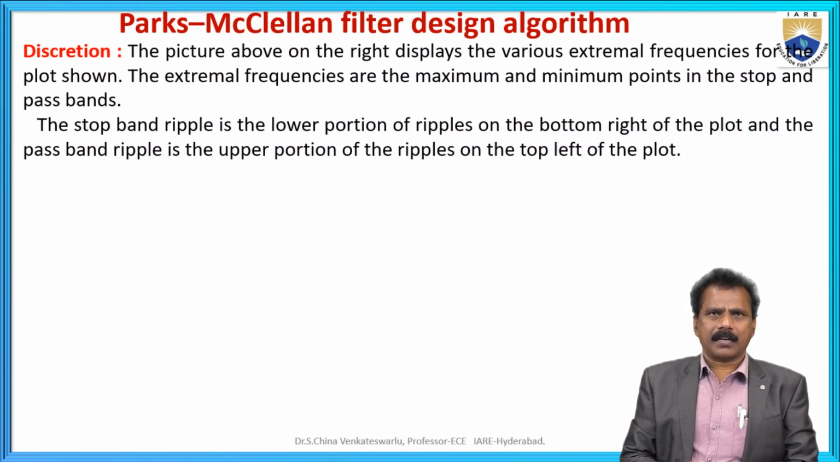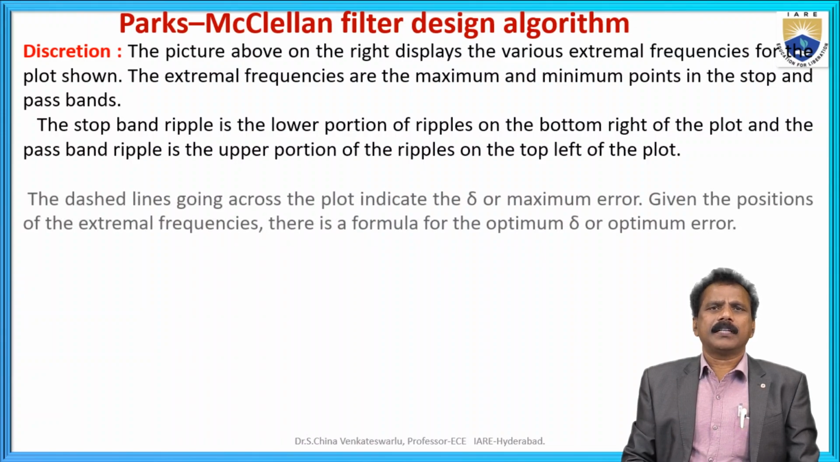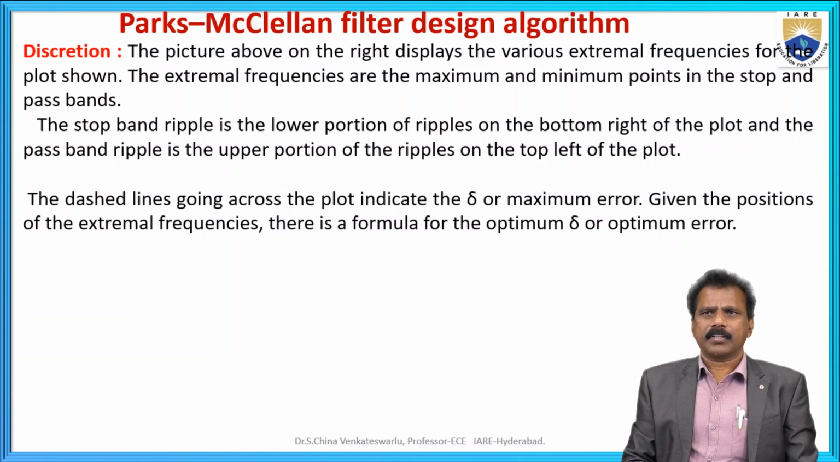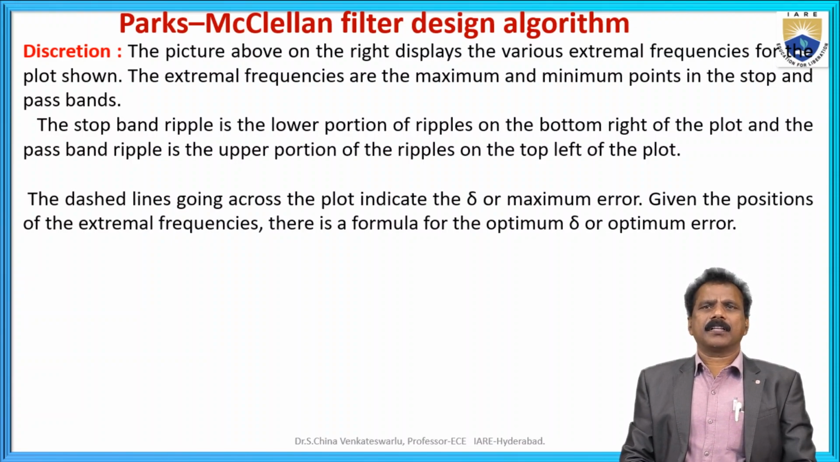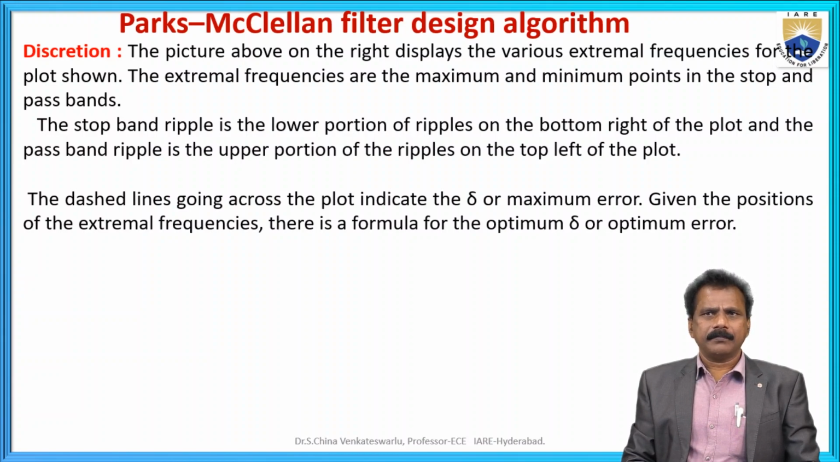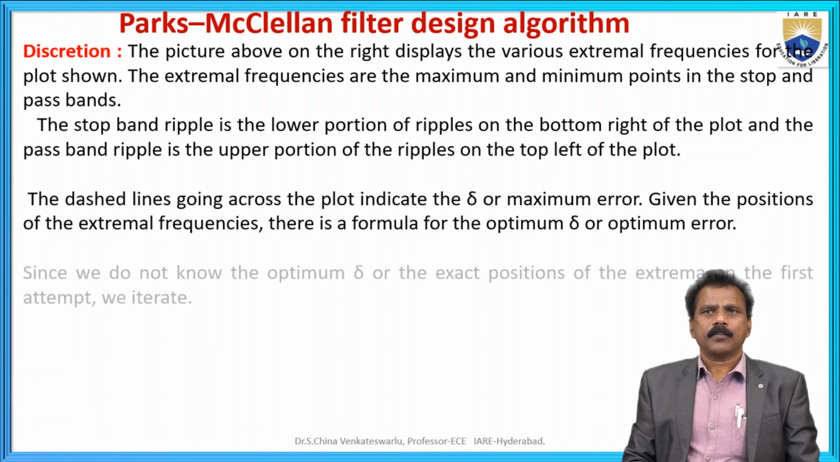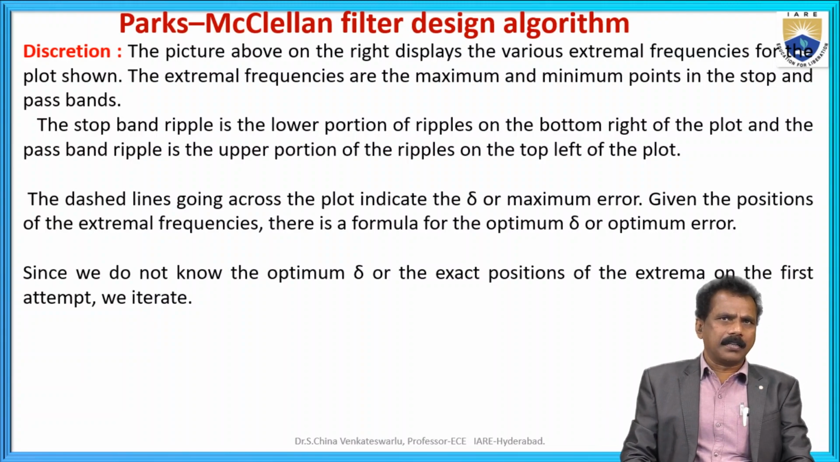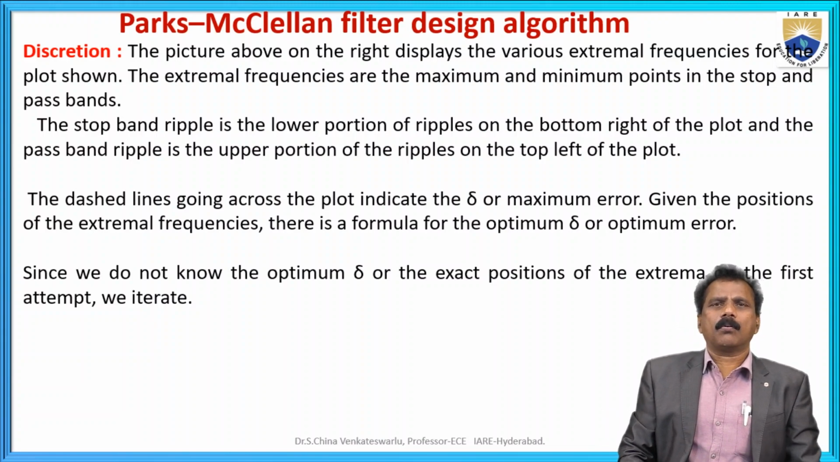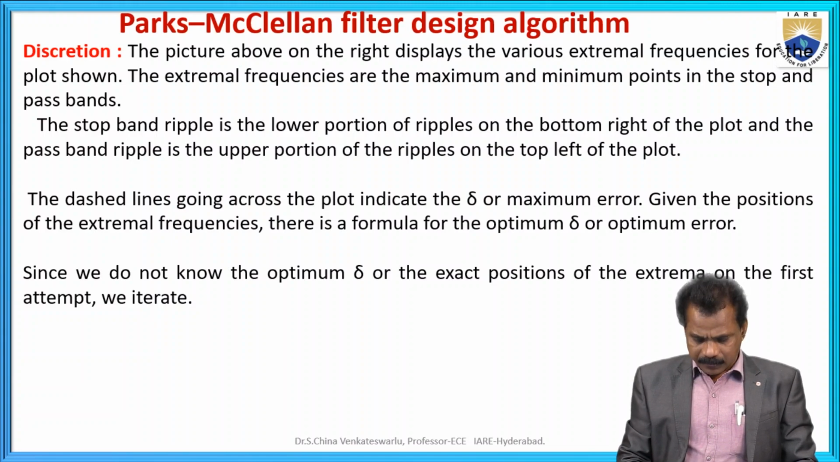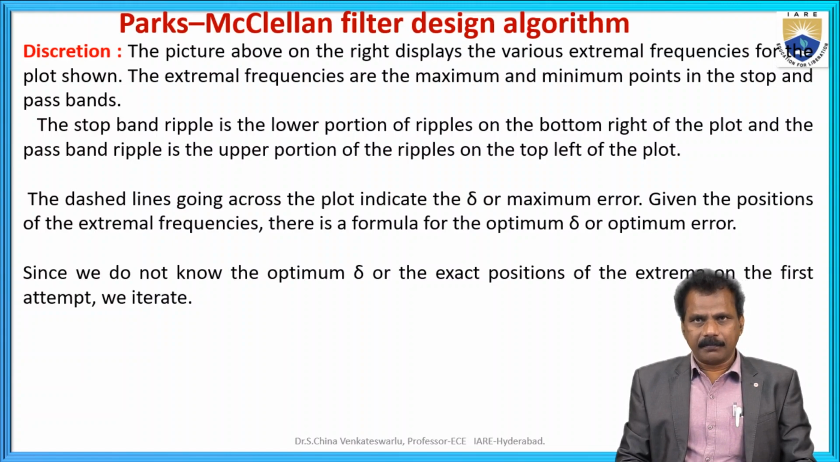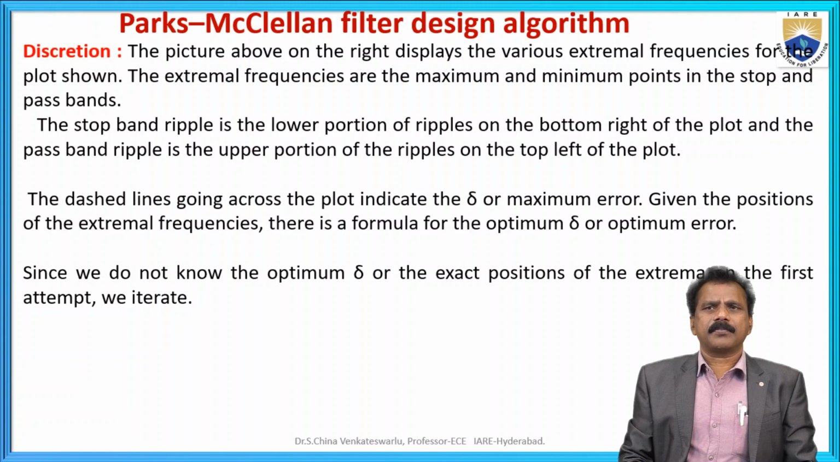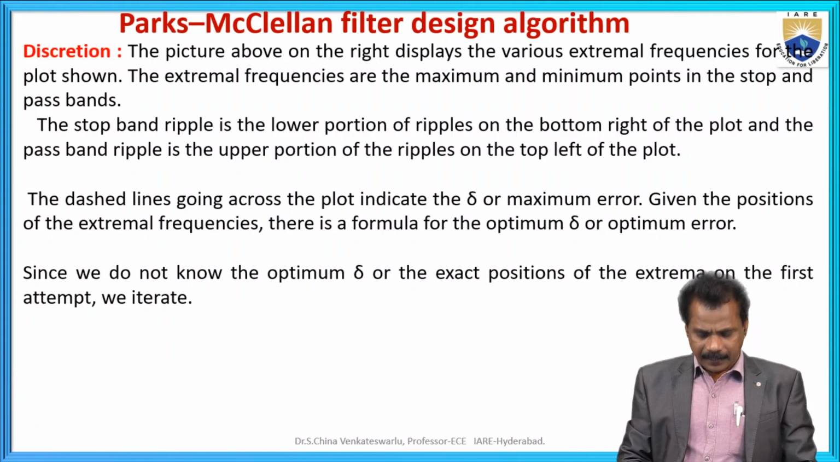Based on the plot, we can analyze it in terms of the description. The dashed lines going across the plot indicate delta, the maximum error, given the position of the extremal frequencies. There is a formula for the optimum delta, or optimum error. We can easily analyze this mathematically using these notations. We should write the piece of code, running in MATLAB, and usually we can expect to see whether the graph is the same or different before and after simulation, how it is affected, and how many ripples are observed at a practical or standard level.